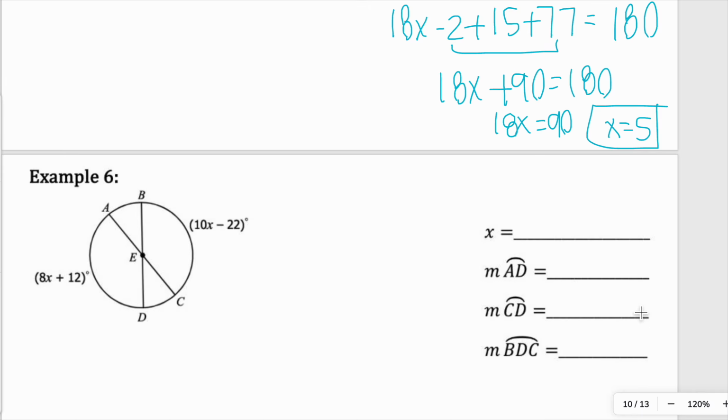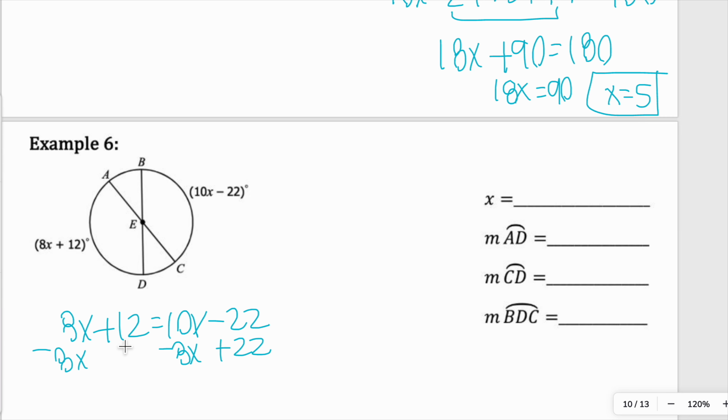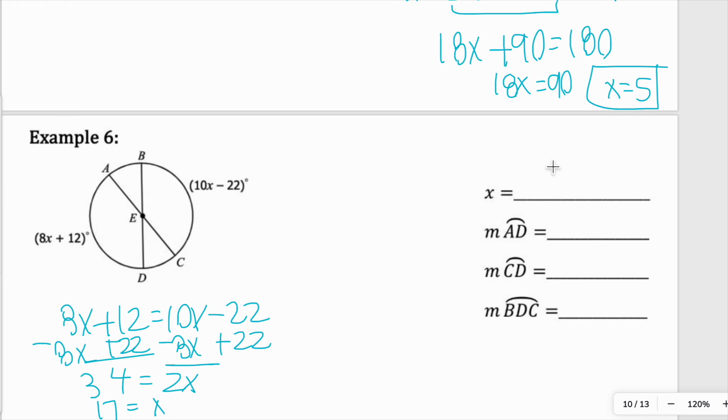All right, next example we have question 6, and then we'll talk about 2 more after this. I know that these can be equal to one another because these are going to be vertical angles. So that's where I started. 8x plus 12 equals 10x minus 22. I'm going to subtract 8x from both sides, add 22 to both sides. 2x is equal to 34. So x is 17.